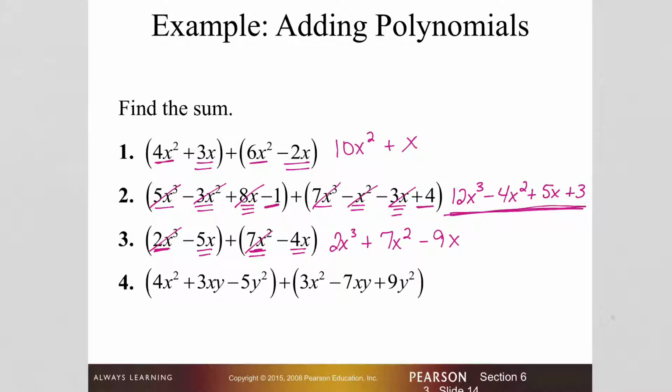Alright, so now let's look at number 4. 4x squared plus 3x squared gives me 7x squared. A positive 3xy and a negative 7xy gives me a negative 4xy. Use those up. Now I'm left with a negative 5y squared and a positive 9y squared, and I get a positive 4y squared. None of these are like terms, so this is as simplified as it gets.